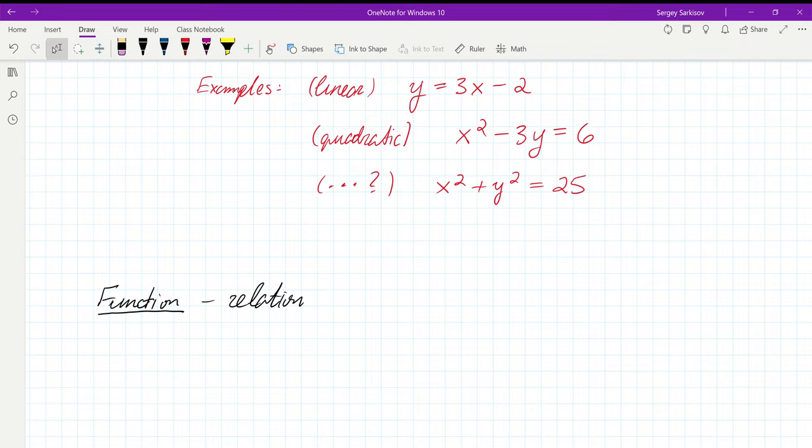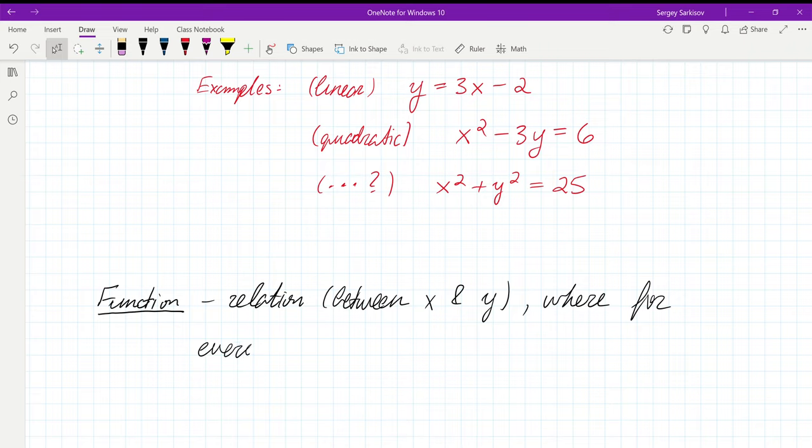Relation between x and y, right? Between, let's say, two variables, x and y, where for every input, so you see now we have an input. We put something in. We start with something. Okay, input, we call it x, okay? Input or domain, so the variable x, okay?